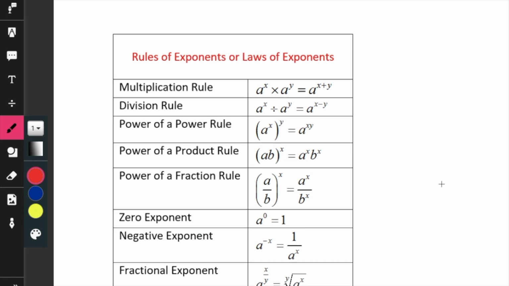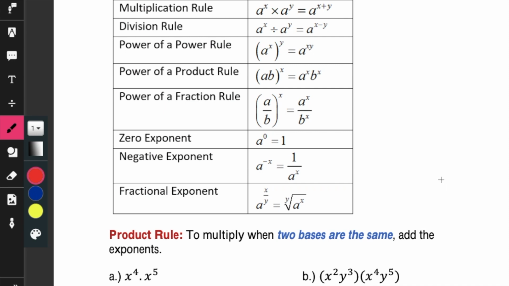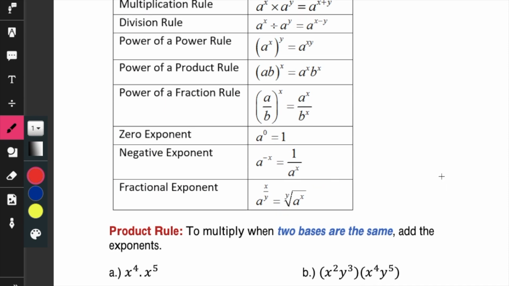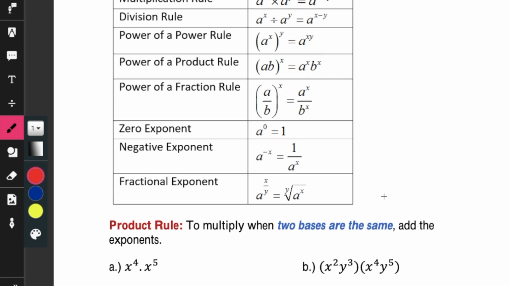So let's start first with the multiplication or the product rule. If you have the same base but the exponents are different, you can just add them. So in this case, if I have x raised to the fourth times x raised to the fifth, take a look at the bases. Both of them are x, so basically I can just add the two. So my answer is x raised to 9.